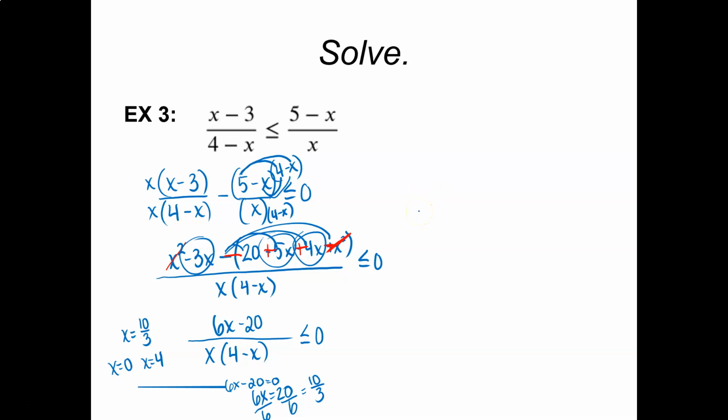Okay. Feel okay here? Oh, 10 thirds. Is it between 0 and 4 or is it bigger than 4? It's bigger than 4. No, are you sure? It's not bigger than 4. It's like 3 and a third, so it's between 0 and 4. But that makes a big difference. If you put your numbers out of order on your number line, it is really going to mess up your chart. So 0, 10 thirds, and 4. And our factors are 6x minus 20, x, and 4 minus x, and then I'll have a line for my answer.